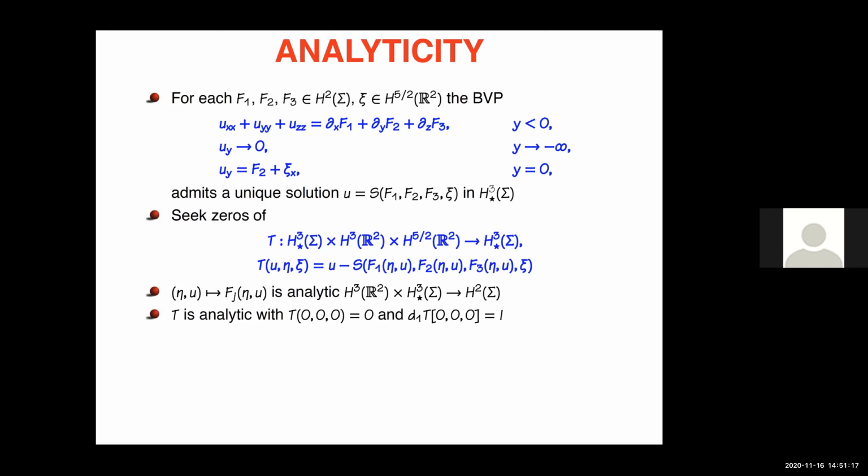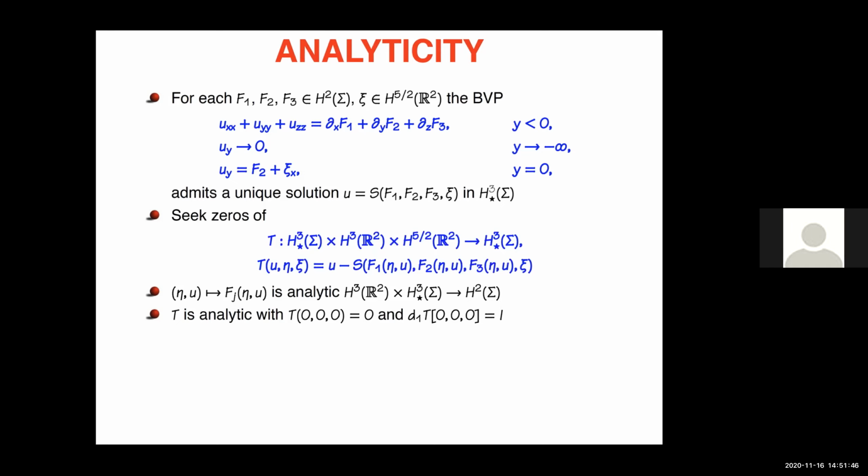Next, you notice that replacing eta and psi with 0 in the boundary value problem gives you 0 as a solution. So T of 0 is 0. And taking the derivative of T with respect to the first component, which is u, and evaluating it at 0 gives the identity mapping, which is invertible. So now we have a known solution at the origin, and the derivative with respect to the first component at the origin is an isomorphism.